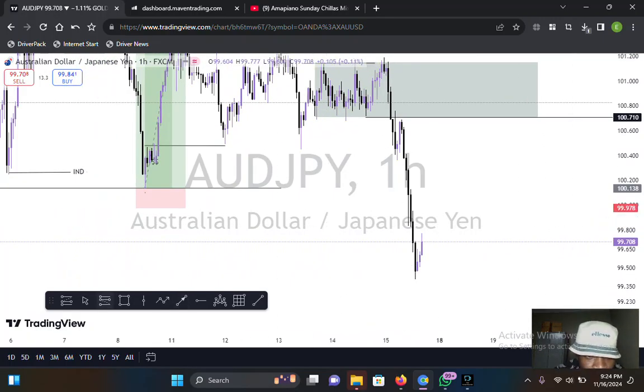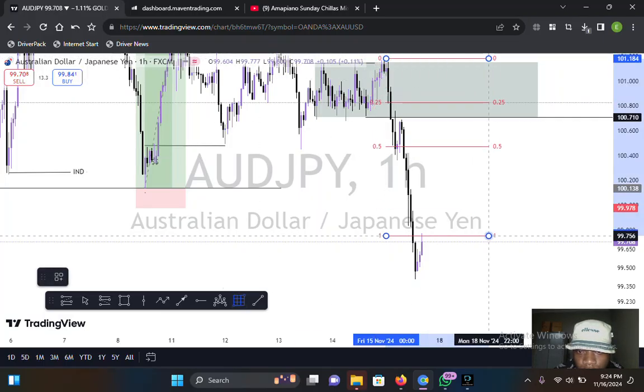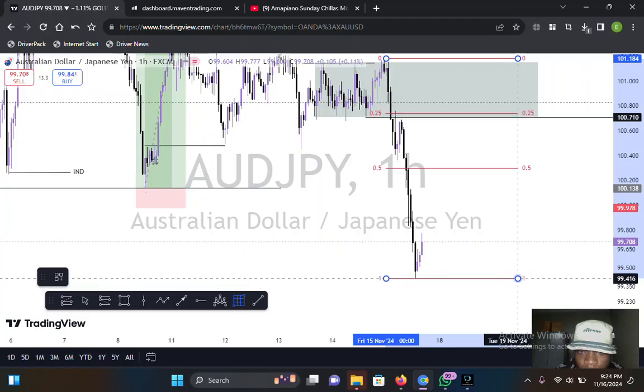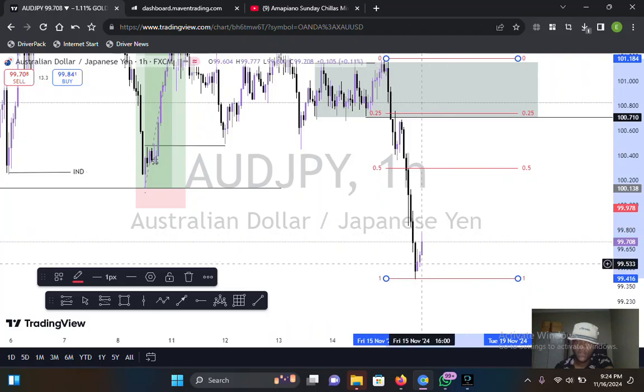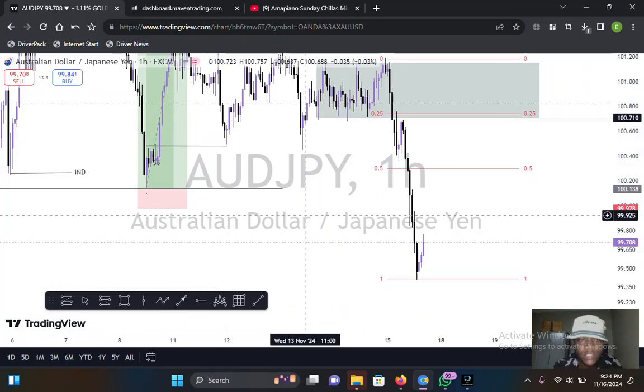So then let me see the tool. See, the tool also says the same thing. We can wait for price to come back up here and look for our sell positions.